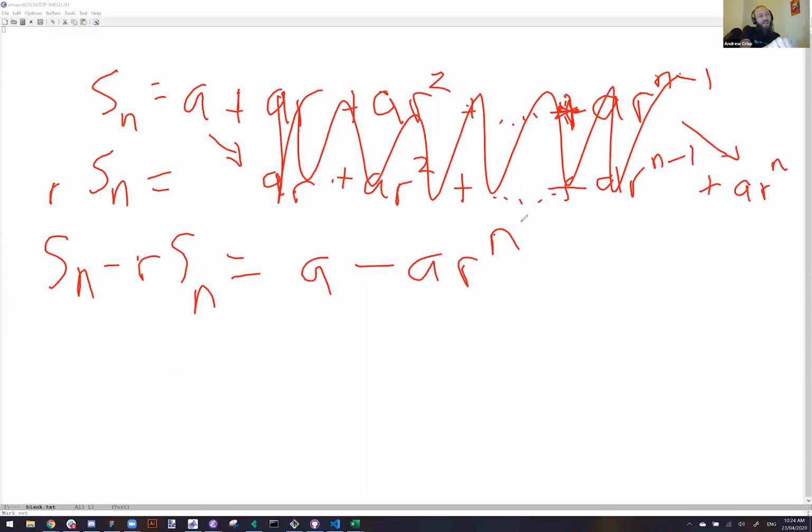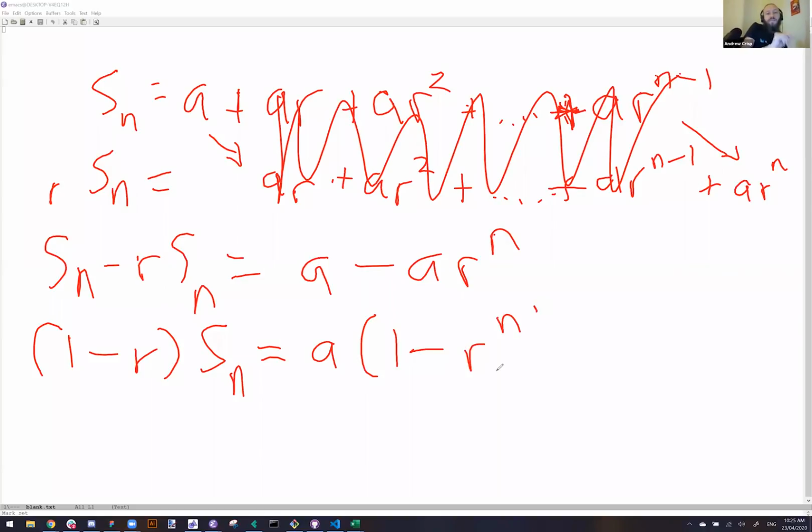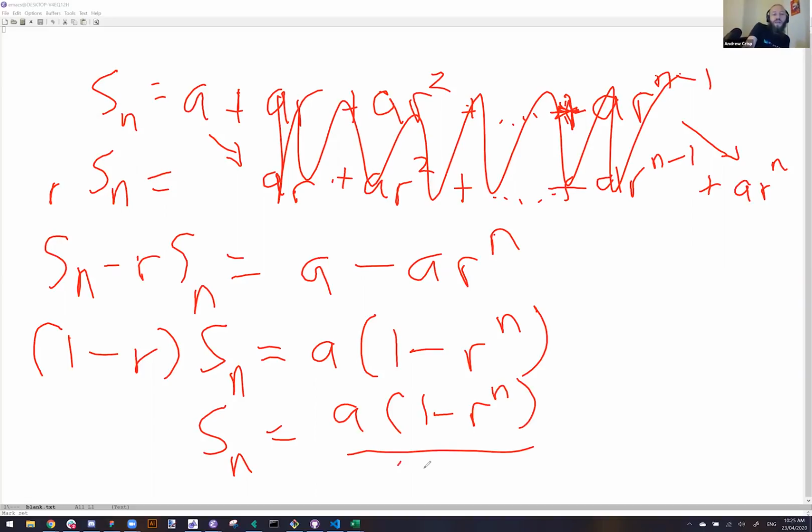So now, because Sn is the thing that we've wanted to figure out this whole time, this is when we find that magical factor of 1 minus r. It was 1 minus x in the thing that I was showing earlier. 1 minus r times Sn is a minus ar to the n, and let's factorize this side as well. I've got a's here, a times 1 minus r to the n. And then finally, I end up with Sn equals a times 1 minus r to the n over 1 minus r.